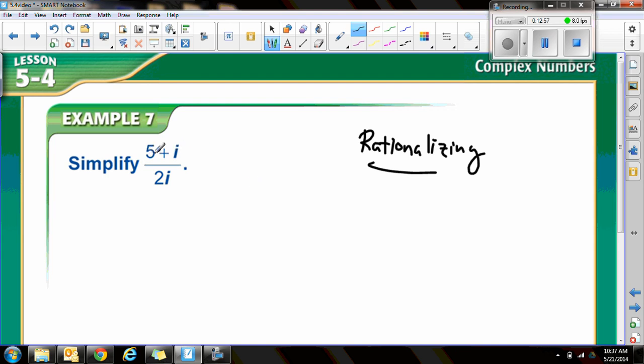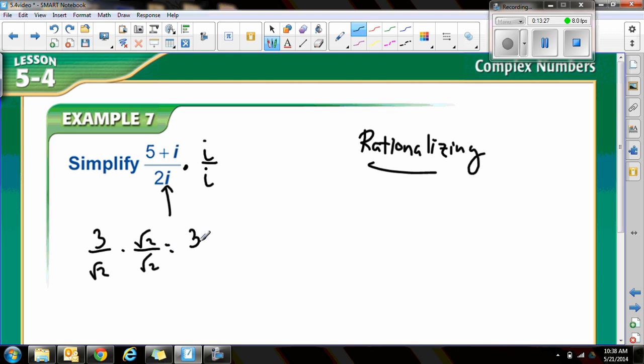So the problem here, 5 plus i divided by 2i, is I don't like to have i in the bottom, much like I don't like to have a square root in the bottom. So because I don't like the i there, I'm going to do what I do with square roots and say, okay, the way to get rid of this is I'm going to multiply the top and the bottom by i. And think about what you did when you had square roots. If you had a square root in the bottom, you said, I don't like that there. So the way I get rid of it is I multiply the bottom and I multiply the top by that square root.